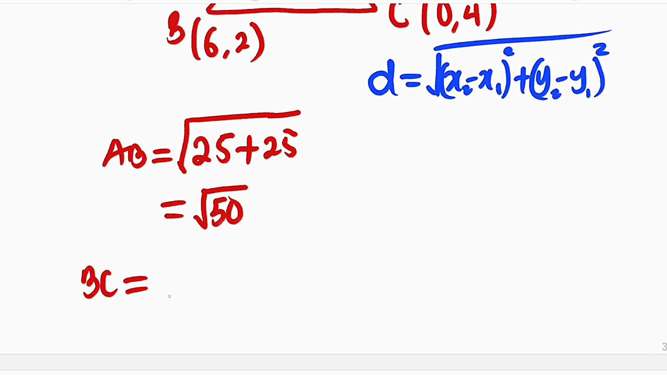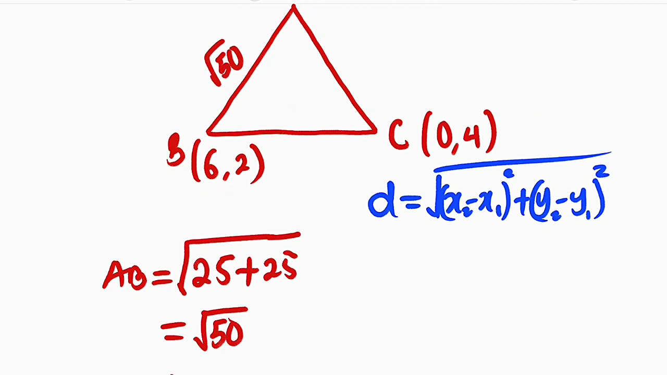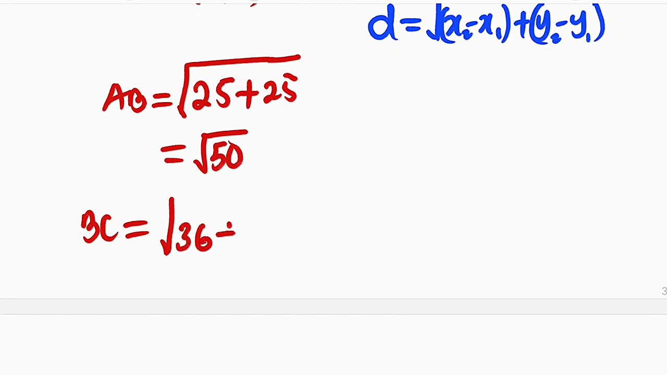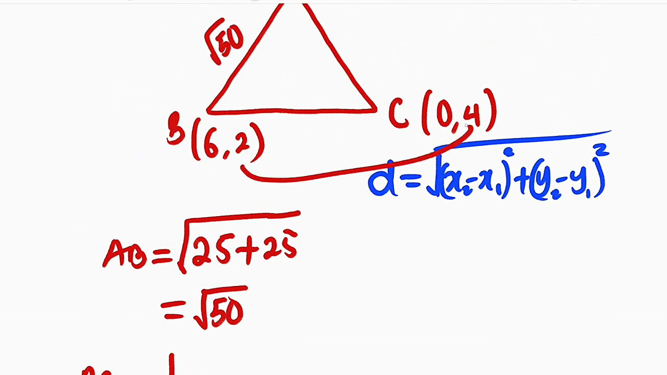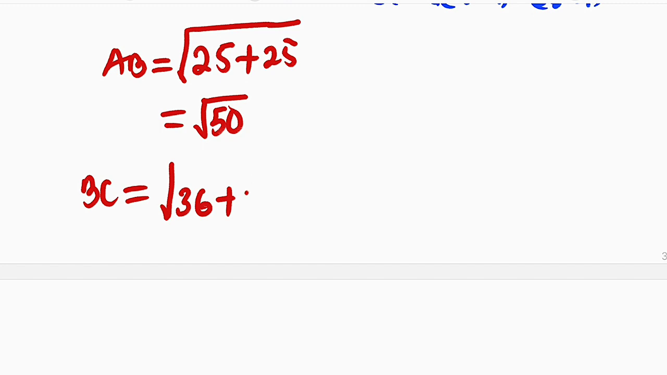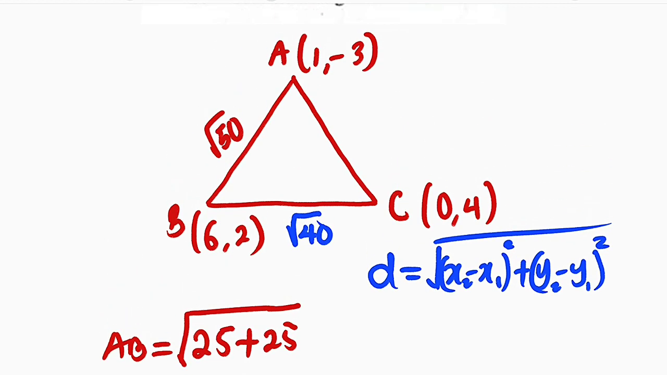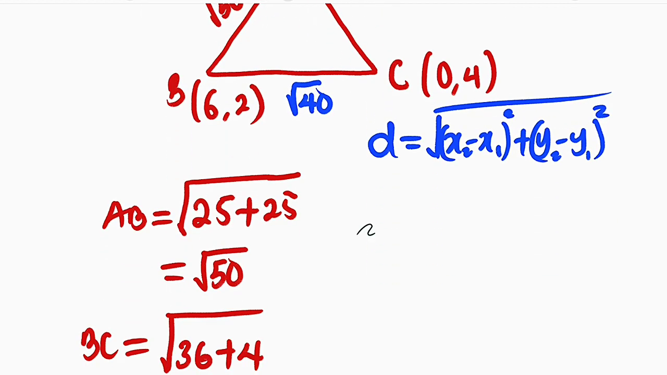BC is equal to the square root of, you may start from either side, 6 minus 0 is 6, and 6 squared is 36, plus 2 minus 4 is minus 2, and minus 2 squared is 4. If you simplify this, you have square root of 40. And hence this is what? Square root of 40. Then the other side length, which is AC.